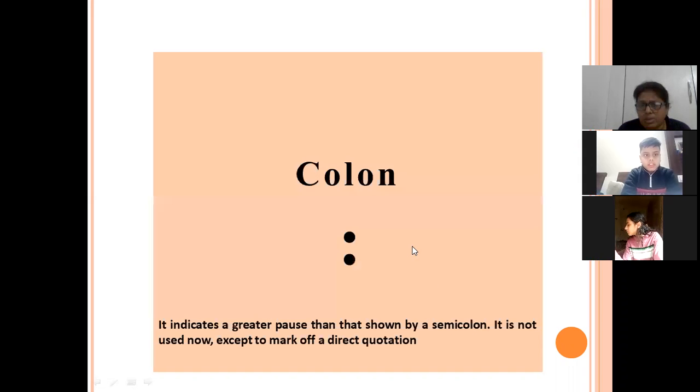Now next is your colon. Colon is what? It indicates a greater pause than that shown by a semicolon. It is not used now except to mark off a direct quotation. When you are marking a direct quotation, only that time it is used. Otherwise, it is not used now. We don't use it generally.